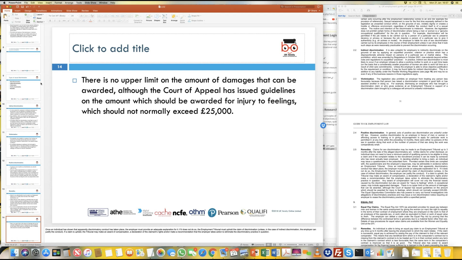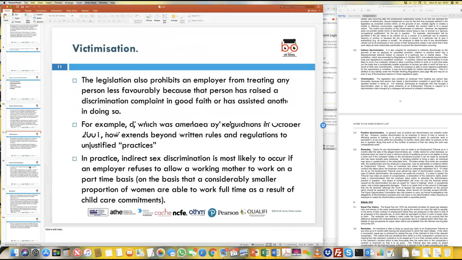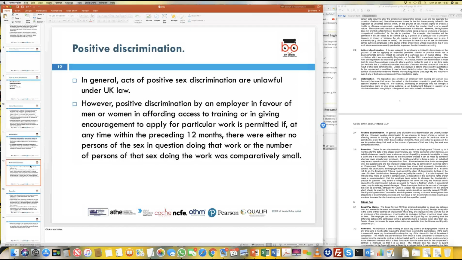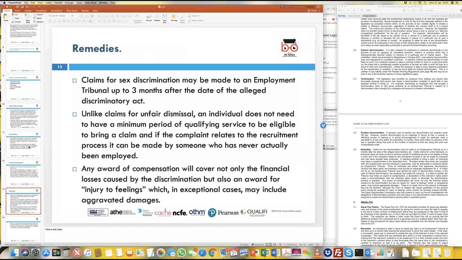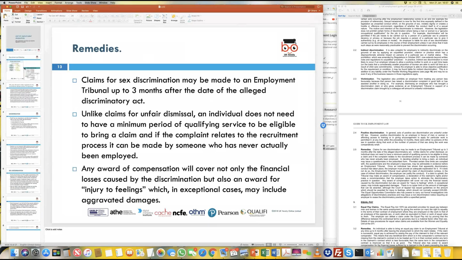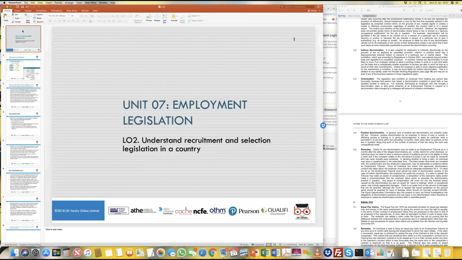So when we look at studying discrimination, it can be of different types, and that's what I've defined here: indirect discrimination, victimization, positive discrimination, and last but not least, the remedies which can be sought if you feel you have been at some sort of disadvantage while working for an employer, executing your roles and responsibilities on a day-to-day basis. Okay? Any questions on this so far? Okay. So this helps us cover Learning Outcome 2.